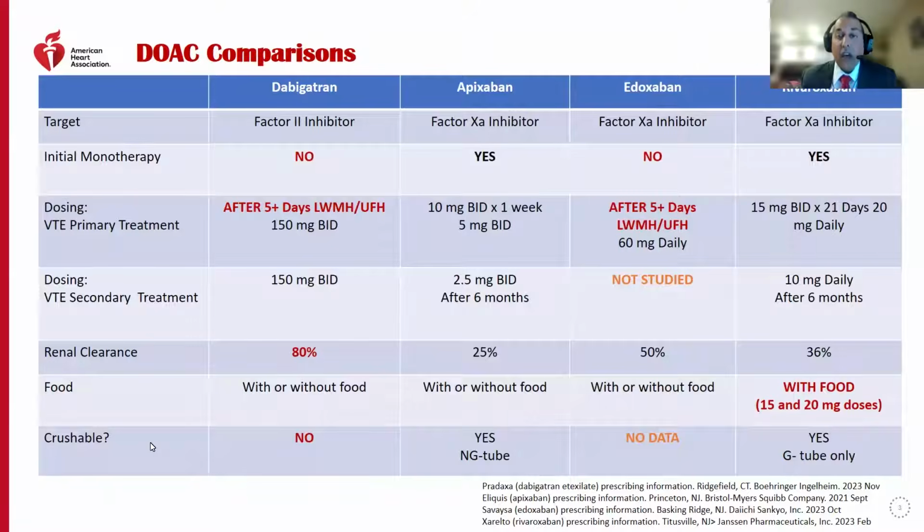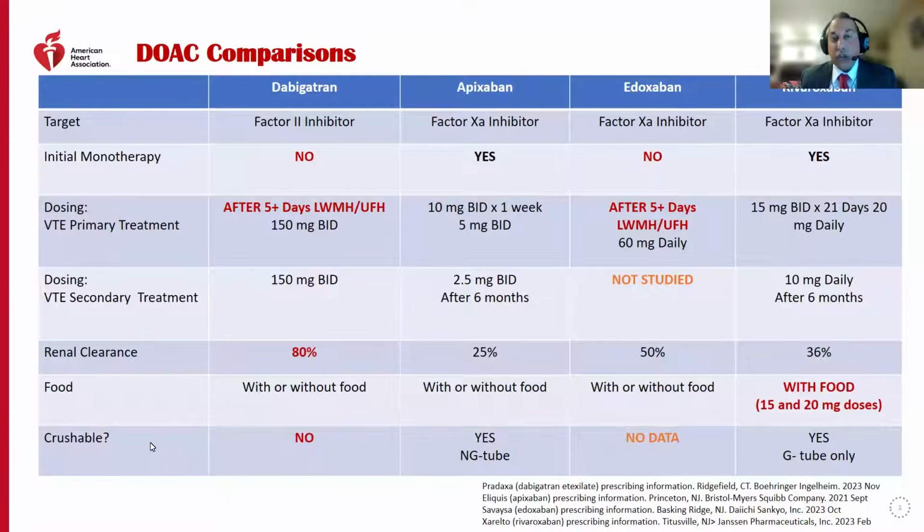So if a patient is working an odd schedule or has concerns about being able to take those doses with food, rivaroxaban may not be a preferred choice there. Other things to consider in hospitalized patients, if you have to think of alternative routes of administration, that can also be another way to pick a DOAC.